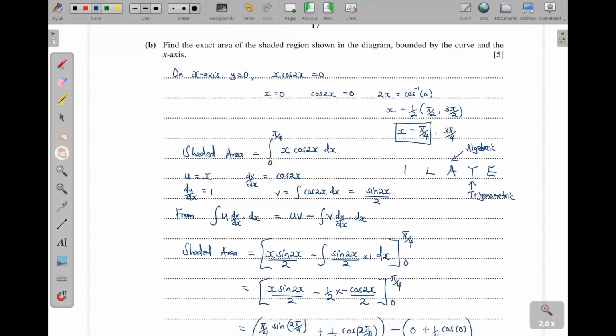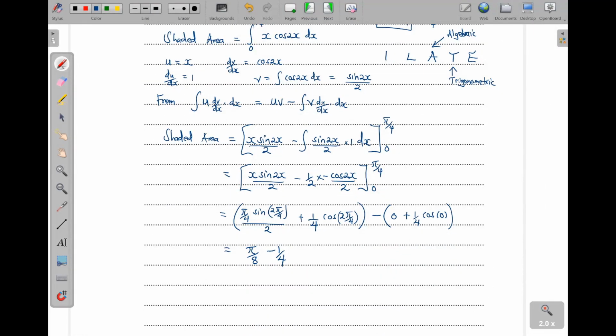They said find the exact area. I can leave it there, or I can multiply this one by 2, then by 2, so that I write 1 over 8 altogether as the LCM. 8 as the LCM. So this will be pi minus 2 over 8. Okay. So I can write pi minus 2 over 8 as my final answer. So that is that.